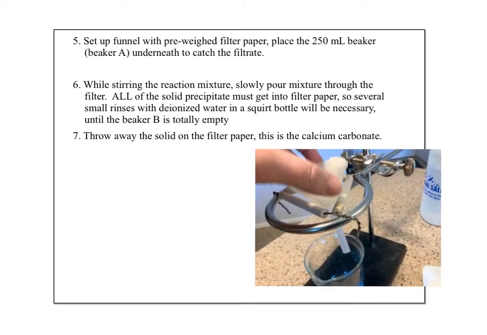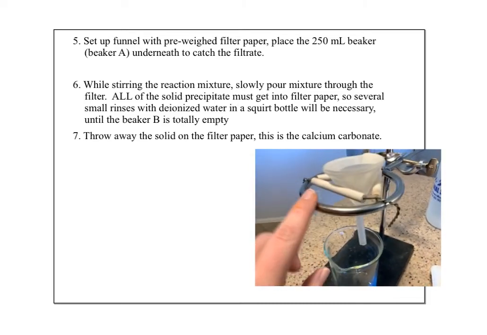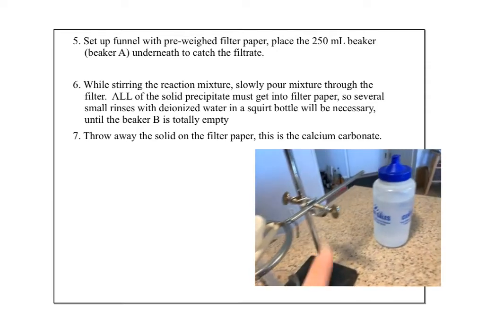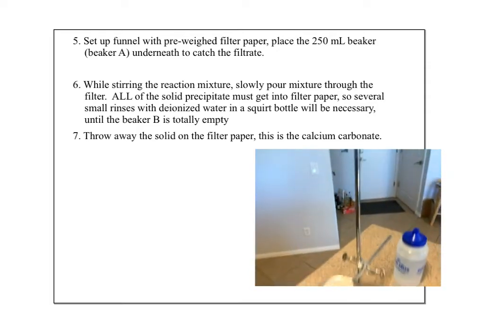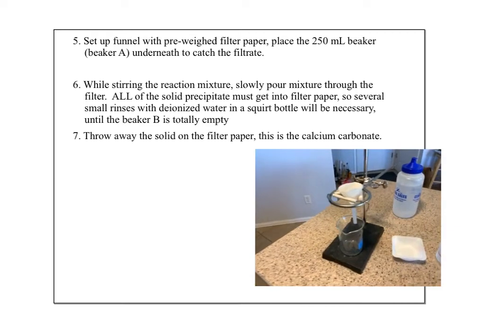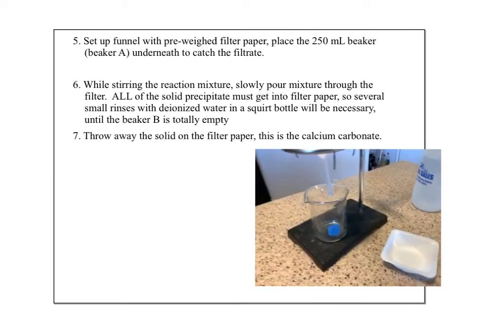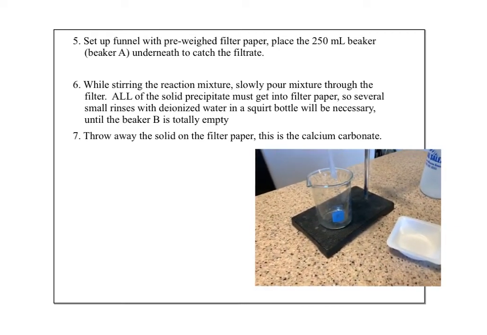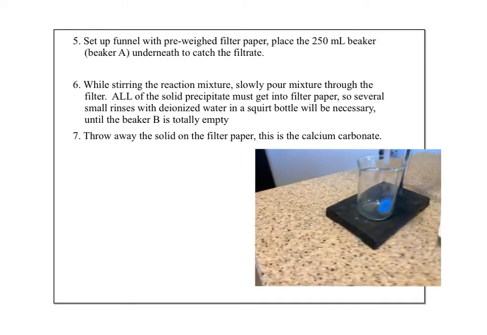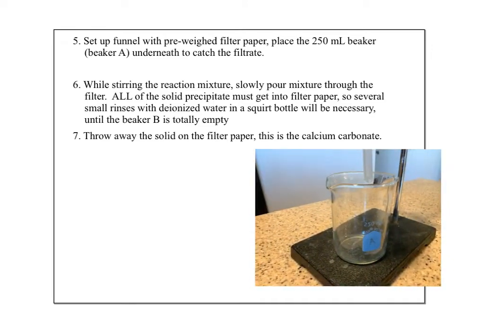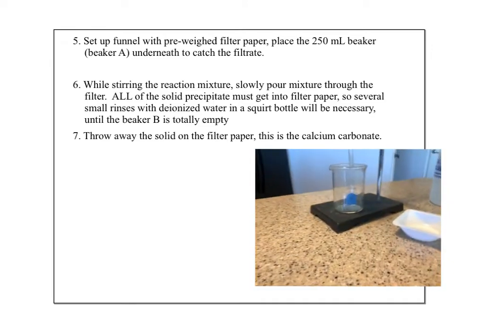So we have filter paper, a funnel, clay triangle. This thing holding it is called the ring. And then we have a clamp and the tall ring stand. So we set it up, and I put beaker A, the one that we weighed ahead of time, underneath to catch what's dripping.